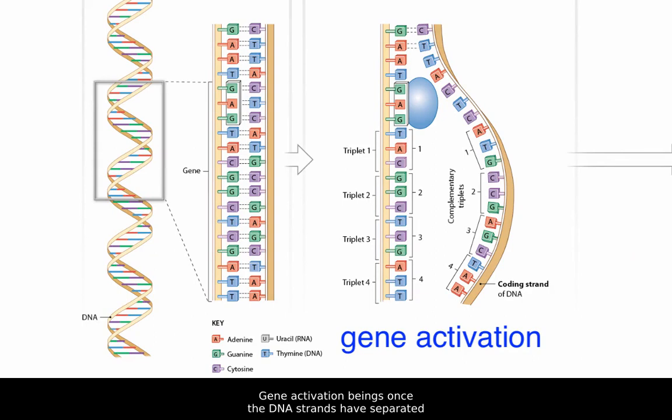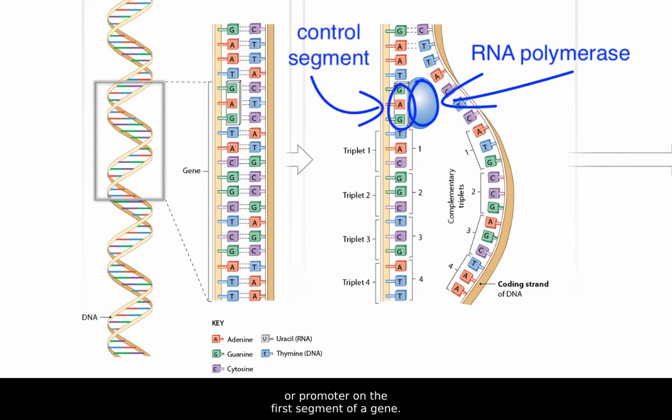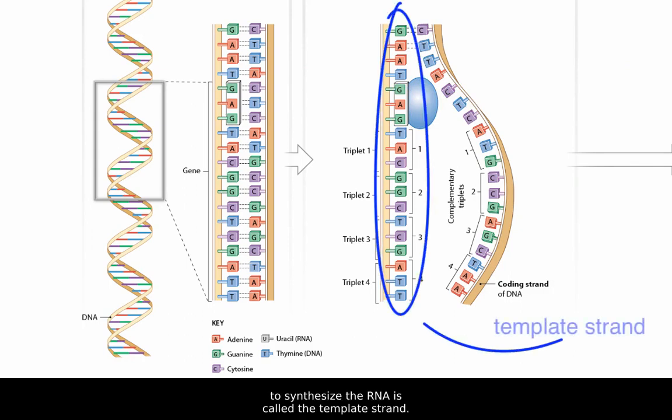Gene activation begins once the DNA strands have separated and the enzyme RNA polymerase binds to the control segment or promoter on the first segment of a gene. The strand of DNA used to synthesize the RNA is called the template strand.